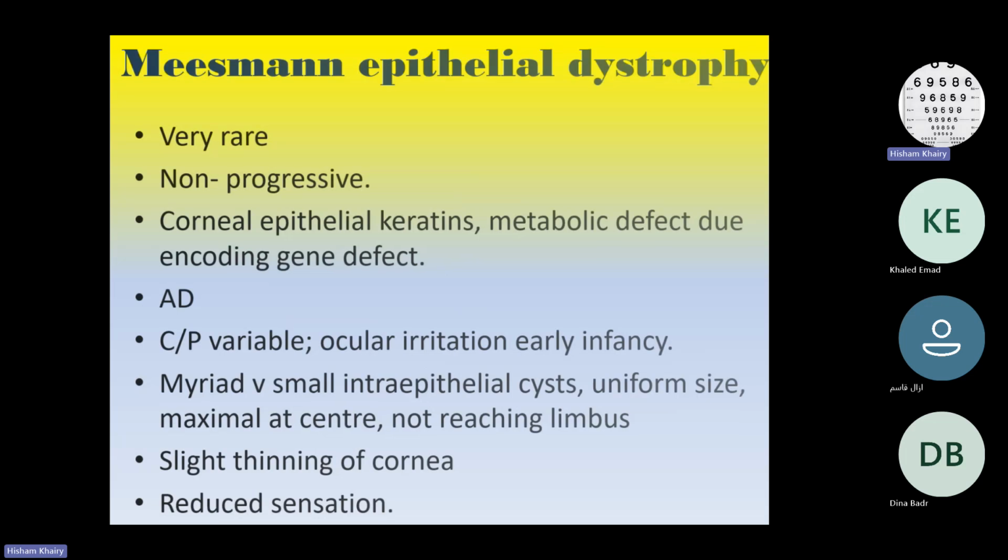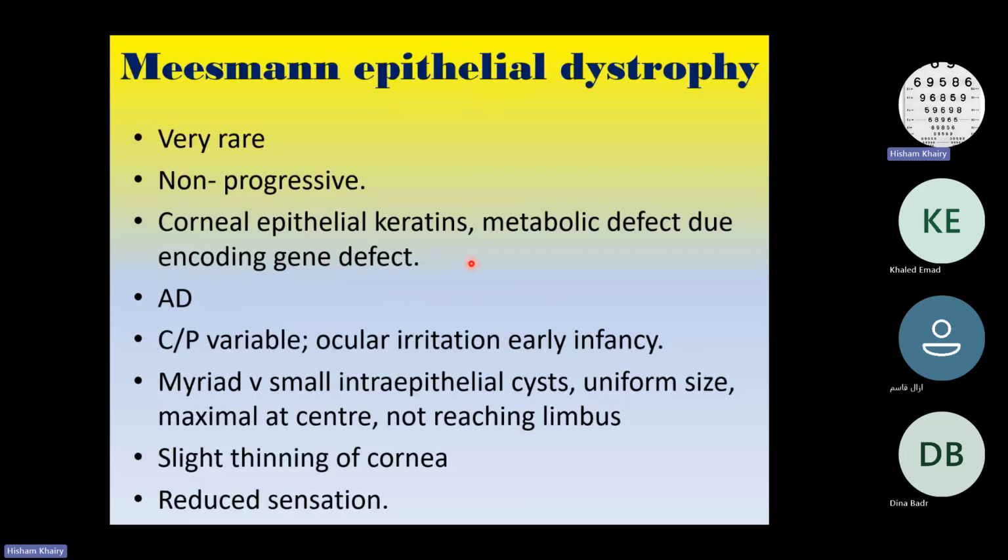The second epithelial basement membrane corneal dystrophy is Meesmann. It is very rare. It is usually non-progressive. When we say non-progressive, diagnosis of corneal dystrophies may need the doctor to see the patient several times, and maybe even examine family members.